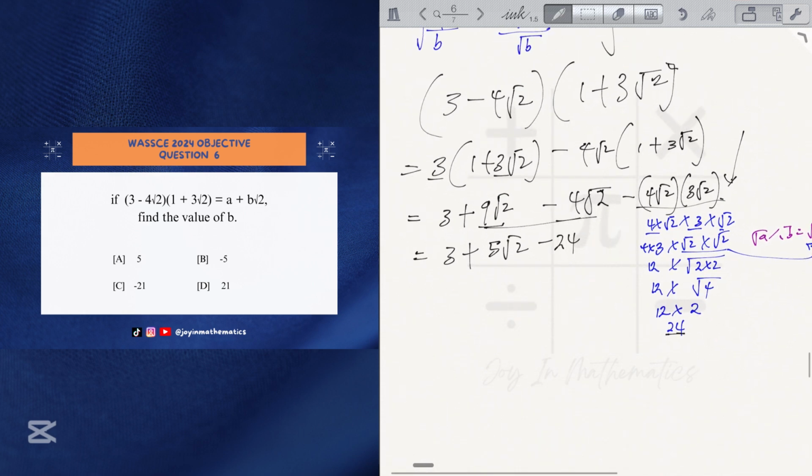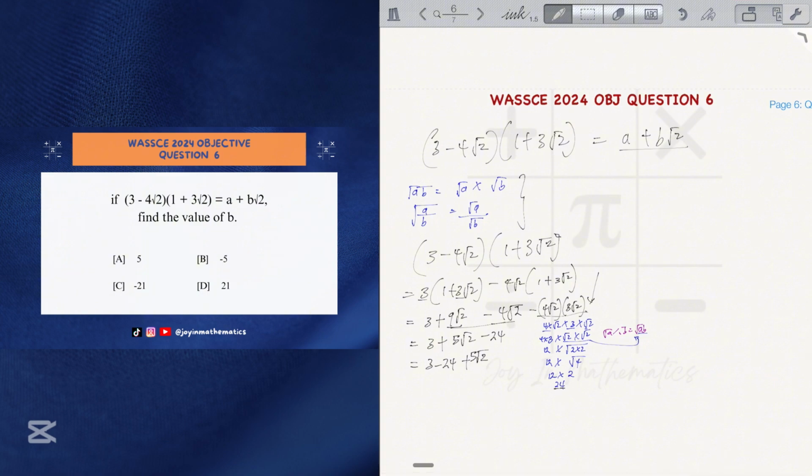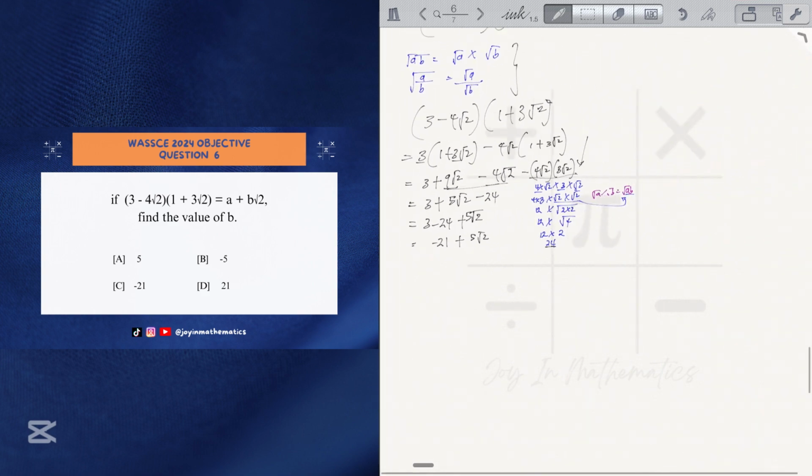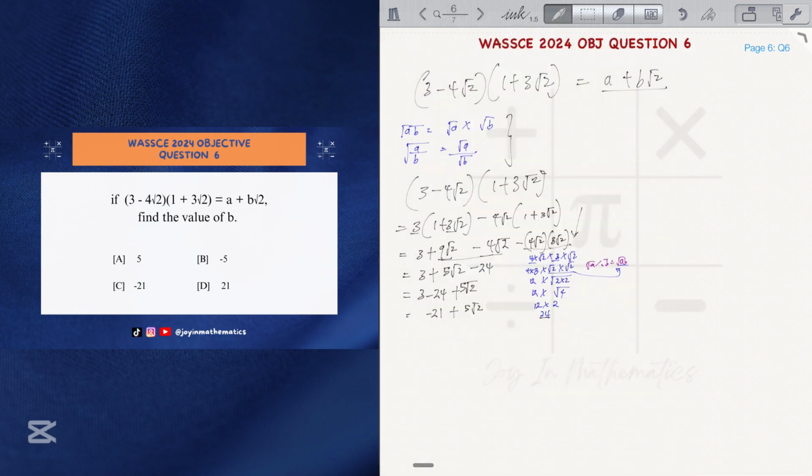So simplifying further, we'll have 3 minus 24 plus 5 root 2. Remember, we are putting it in the form of a plus b root 2. So simplifying further, this will give us minus 21 plus 5 root 2. Now, since we are putting it in the form of a plus b root 2, we can write it out and say this is a plus b root 2, and we are looking for the value of b according to the question. So if you compare the terms here, you can see that b is equal to 5 and a is equal to minus 21.